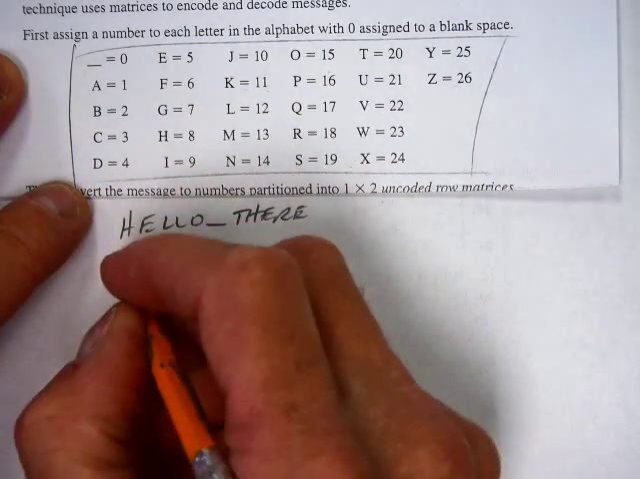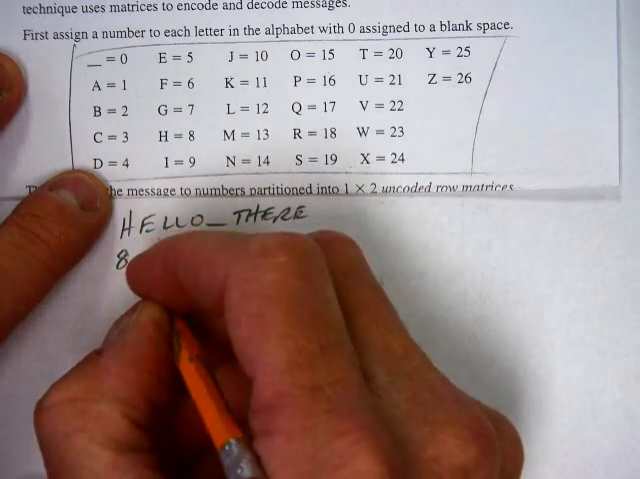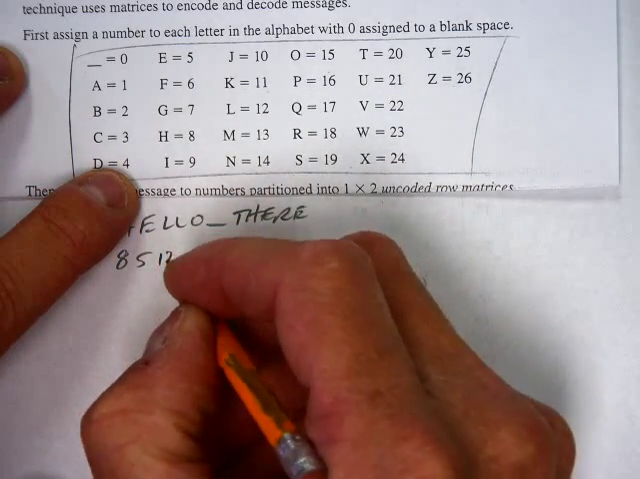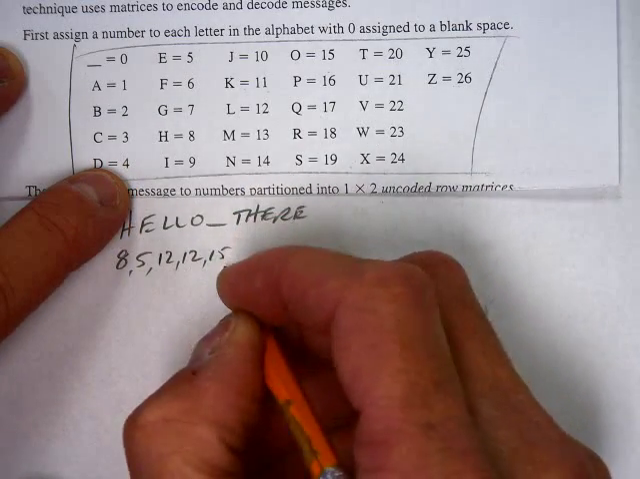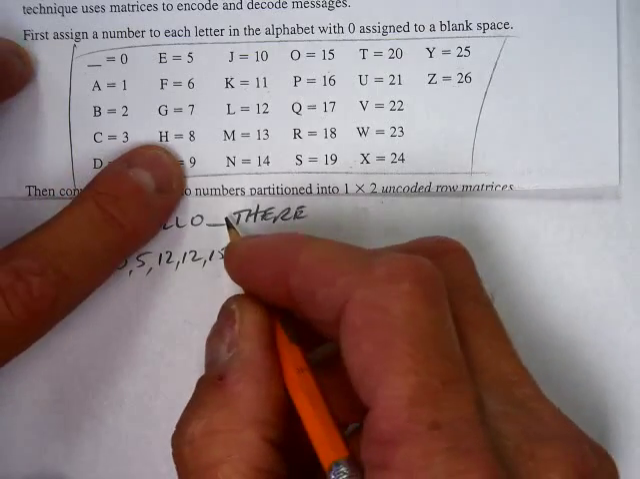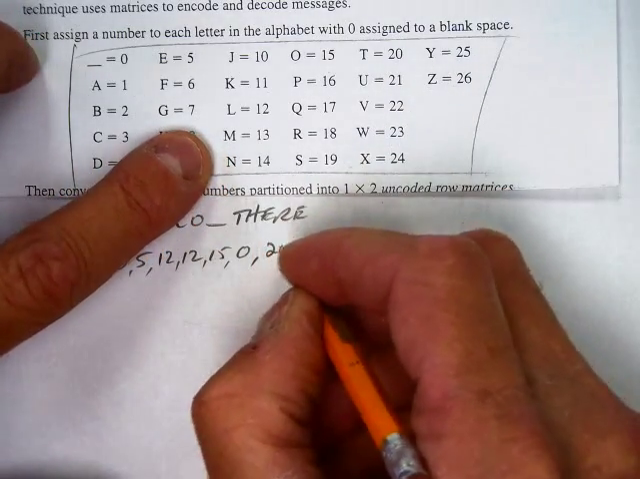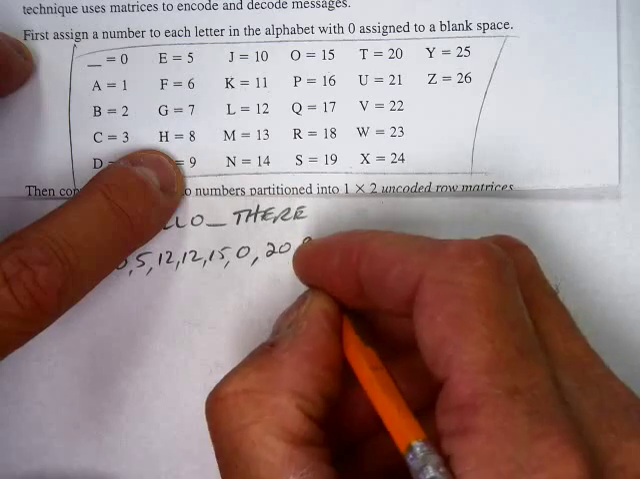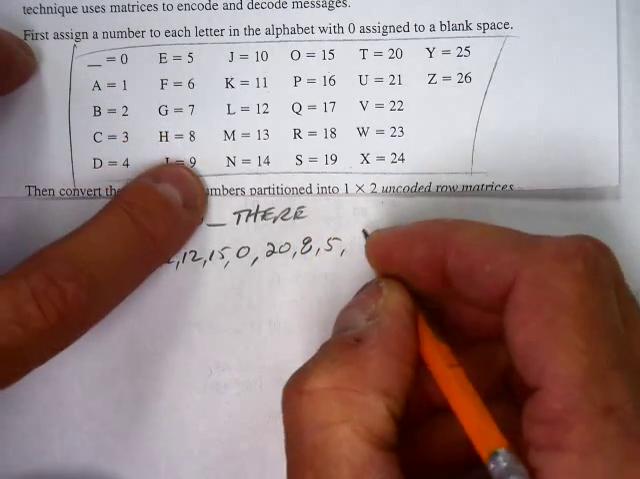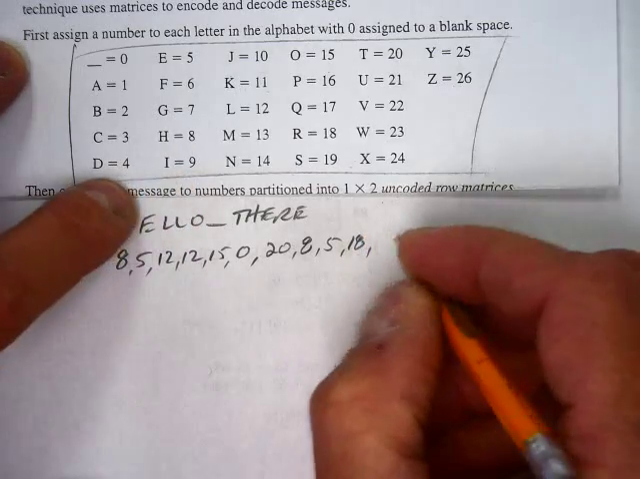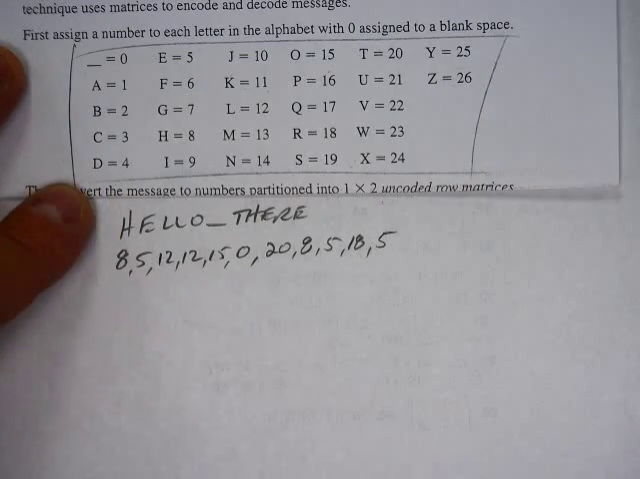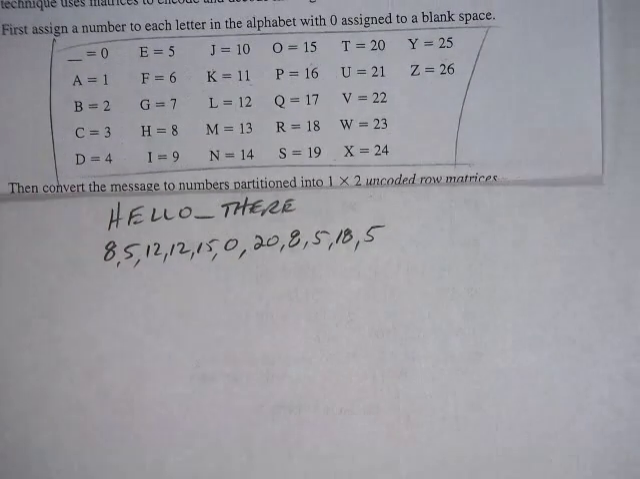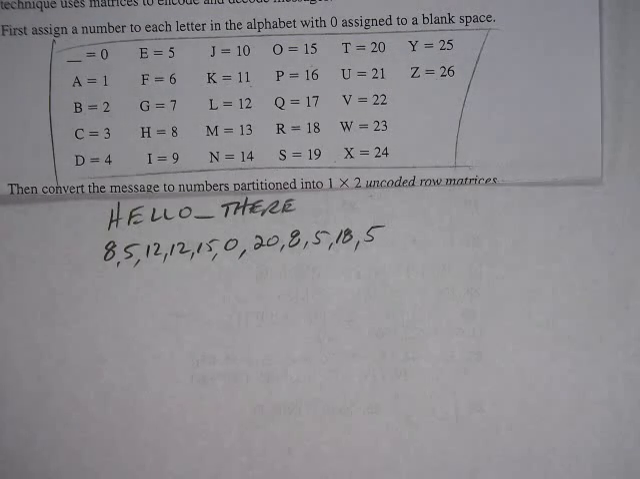So H is 8, E is 5, L's are both 12, O is 15, and I'm going to put commas between these just because it might get a little bit confusing. T is a 20, H is an 8, E is a 5, R is an 18, and then E again is a 5. So there's my list of numbers. So already that's encrypted. It's the most simple type of encryption ever, but it is encrypted.